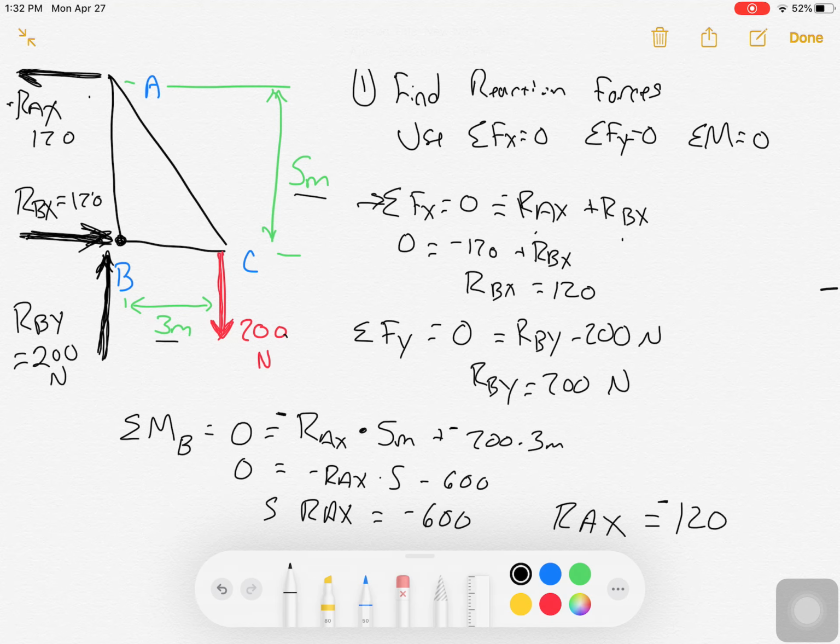And when I get all done, I want to double check. So I have 120 to the left, I have 120 to the right. That cancels out. I have 200 down, I have 200 up. That cancels out. So everything so far looks okay.